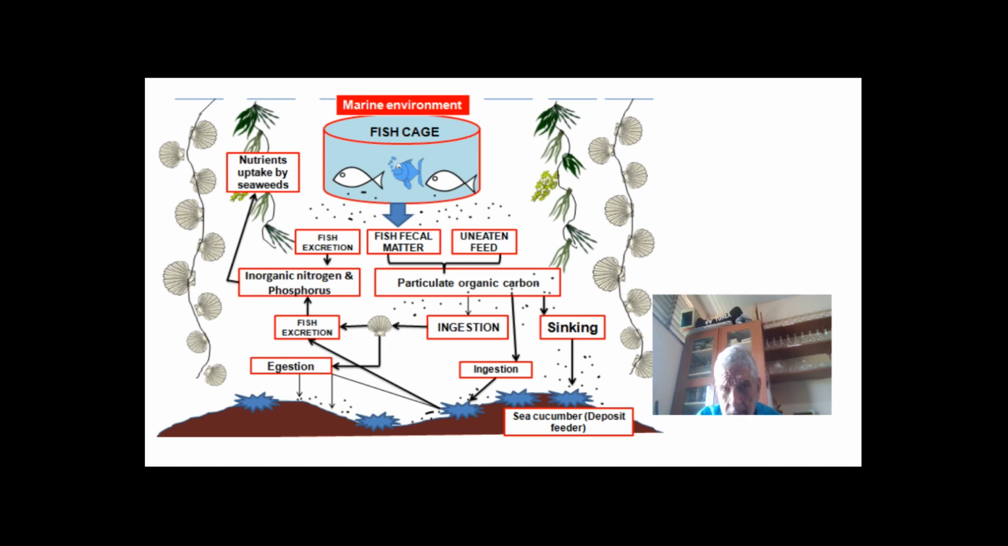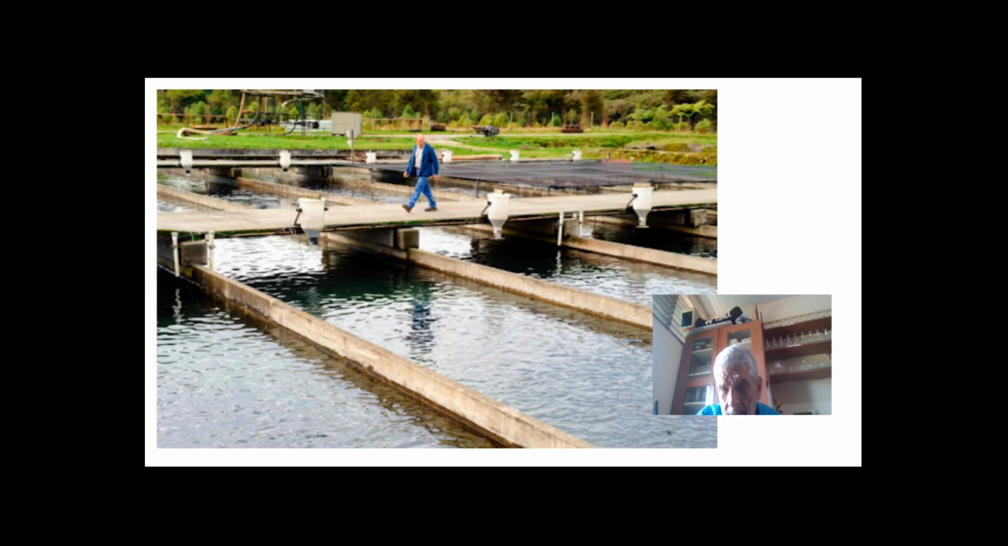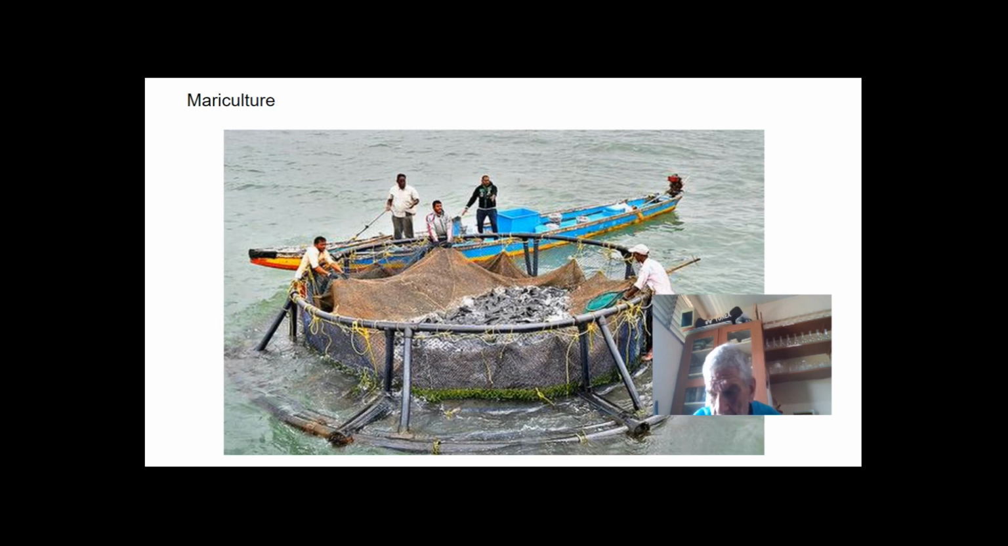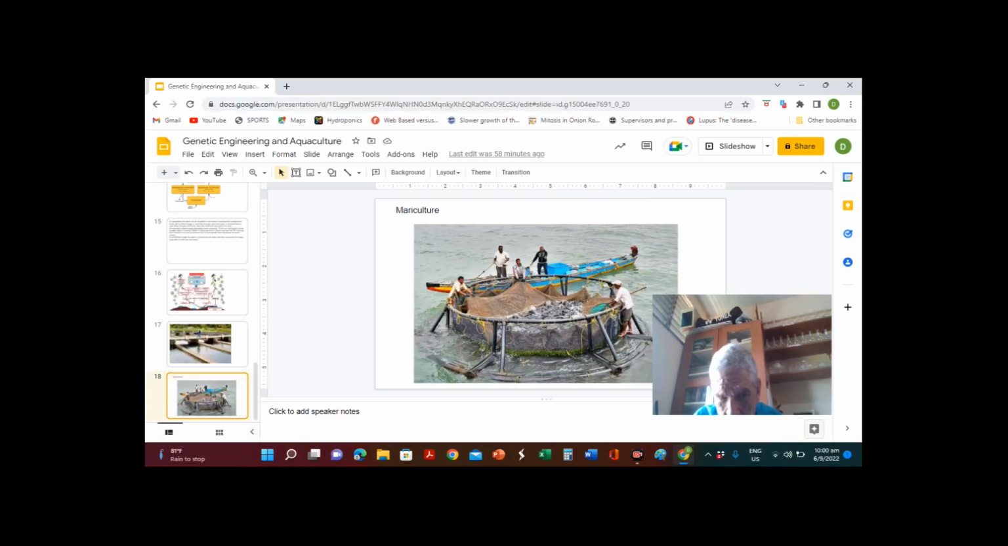And this diagram basically indicates what happens in mariculture, where you have the fish in a cage. And one of the problems with mariculture is fecal matter can go into the natural environment. This illustrates a raceway, where water is treated and then returned to probably a river, and that's mariculture. And that basically finishes today's presentation.